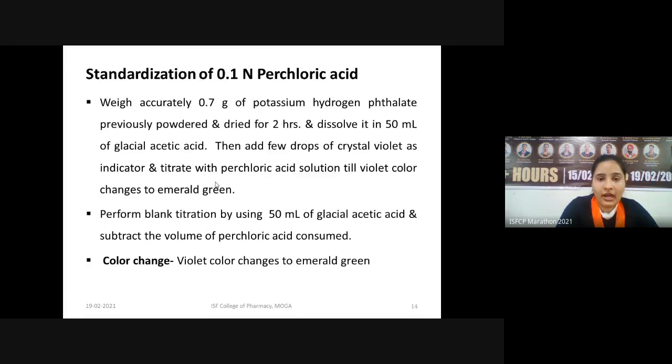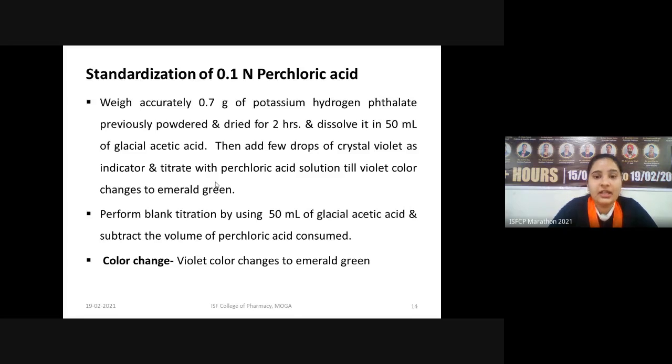And the next one is the standardization of 0.1 normal perchloric acid. Now we will find out whether the solution which we have prepared of 0.1 normal perchloric acid is standard or not. For that we will do the following steps. We will weigh accurately 0.7 gram of potassium hydrogen phthalate. We will powder it completely and dry it for 2 hours. Drying is again done so that our sample is free from any type of water content. We will dissolve it in 50 ml of glacial acetic acid.